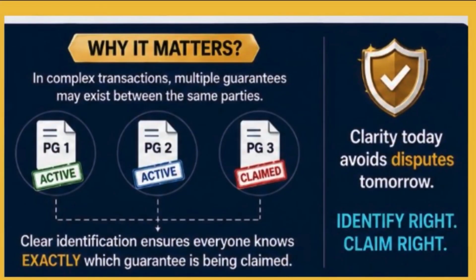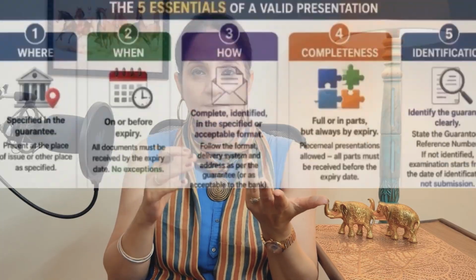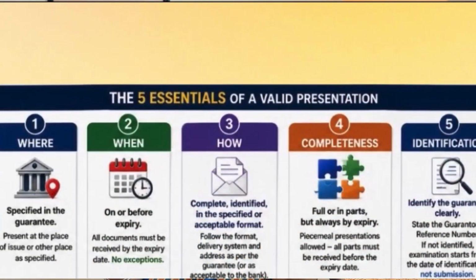So to bring it all together, Article 14 is about precision in the mechanics of making a demand. The where, as in specified in the guarantee. The when, on or before expiry. The how, complete, identified, in the format specified or acceptable to the bank. The completeness, full or in parts, but always by expiry. No flexibility on timing, absolute clarity on location, strict adherence to format.